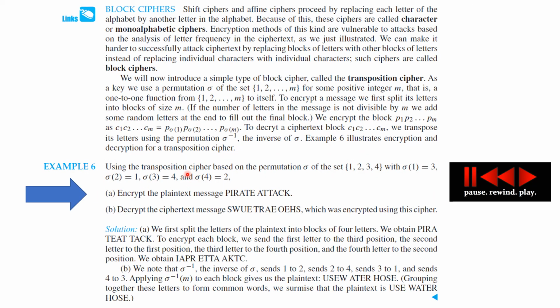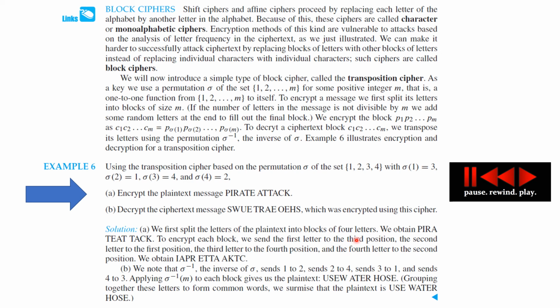Okay, so we're going to use a transposition cipher based on a permutation of 4 letters: 1 goes to 3, 2 goes to 1, 3 goes to 4, and 4 goes to 2. So that's how we shuffle them. Part A: encrypt the plaintext "pirate attack." Part B: decrypt this, which was encrypted using this cipher. So here you're encoding, here you're decoding. You know what to do. Let's see how you did.